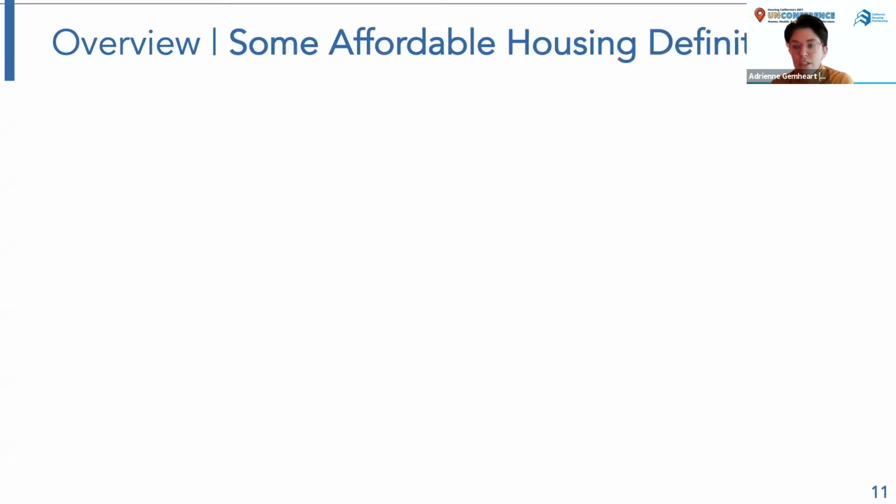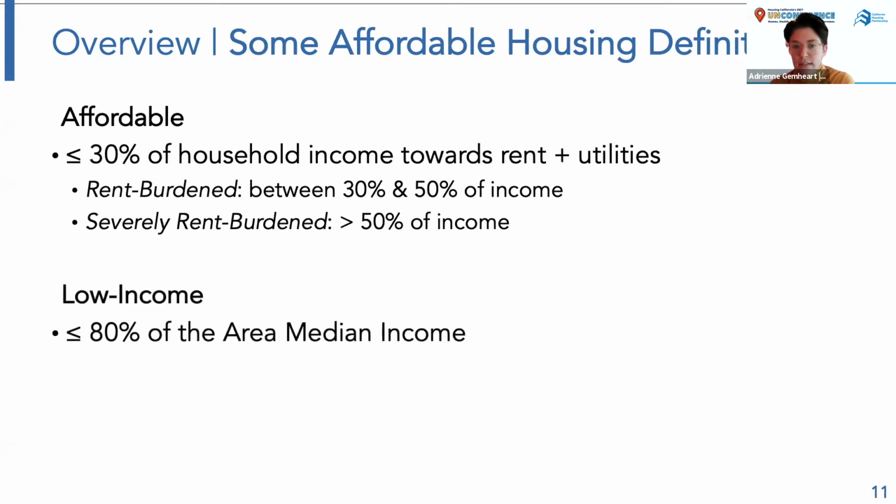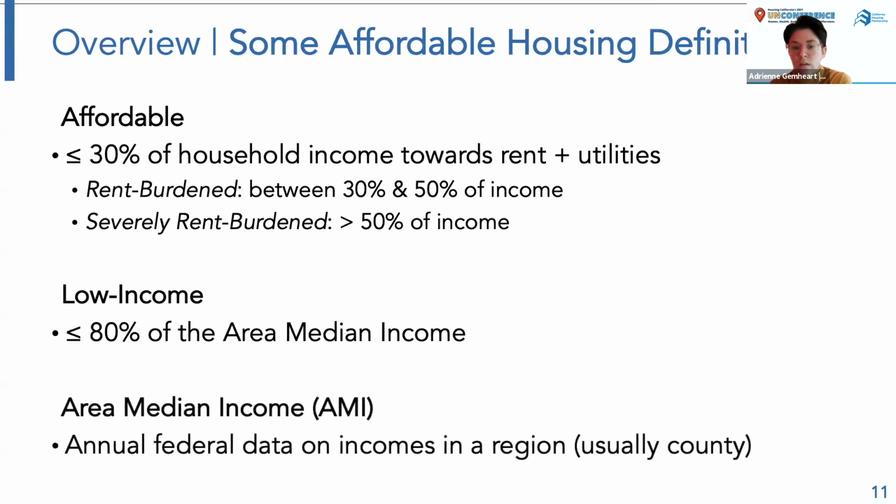All right, so some definitions just so we can understand each other through this presentation. Affordable is defined as paying less than 30% of your household income towards rent and utilities. Rent burdened means that you're paying more than 30%, but less than 50% of your income towards rent and utilities, while severely rent burdened is paying over 50% of your income towards the rent and utilities. And we're defining low income as less than 80% of the area median income, with area median income usually focusing on a county-wide region. So it's the median income of the county.